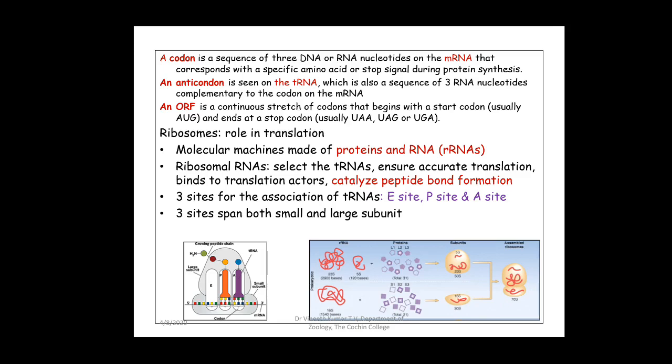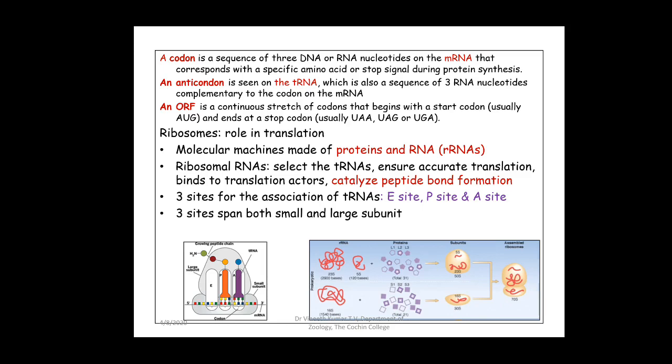Next is the anticodon. The anticodon is seen in the tRNA, and is also a sequence of three RNA nucleotides, which is complementary to the codon in the mRNA. That is what is called an anticodon. So the codon is seen in the mRNA and the anticodon is seen on the tRNA.